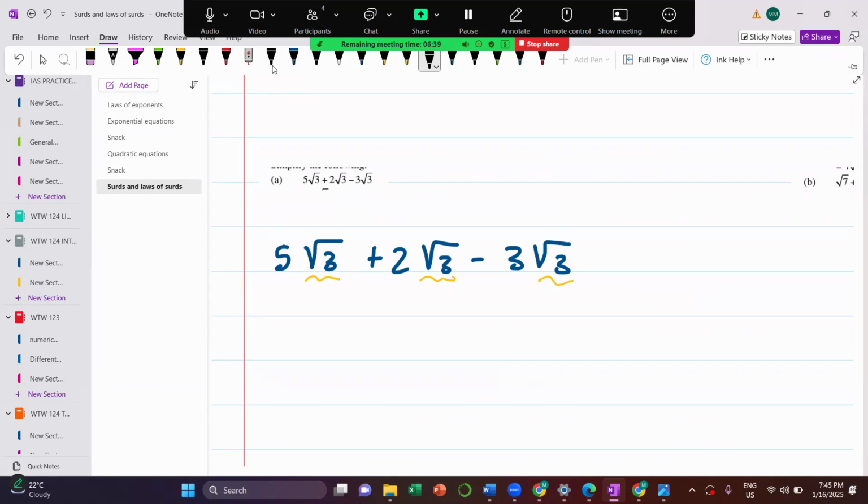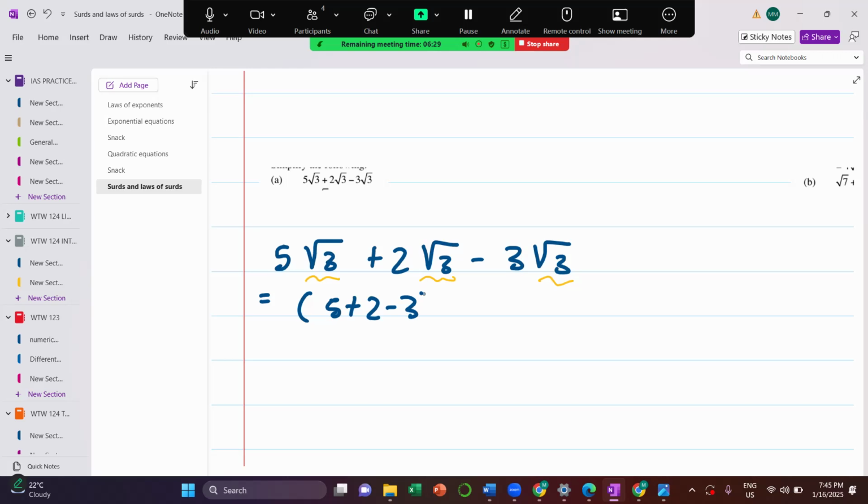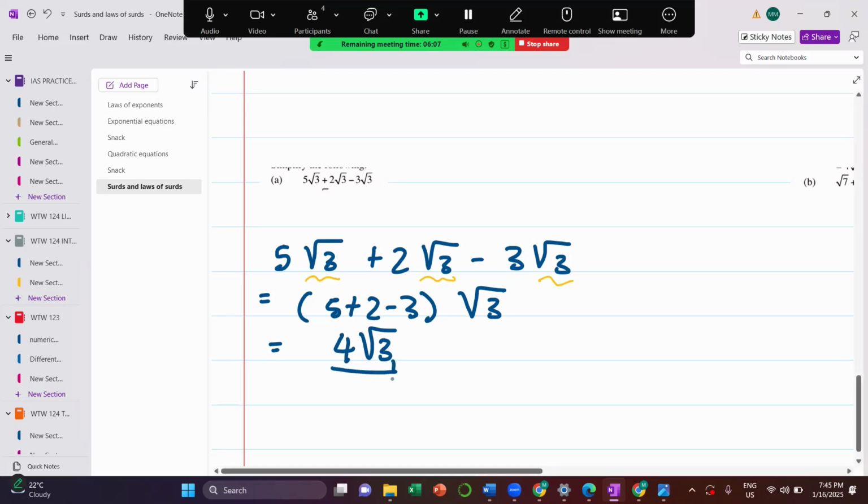I can just simply add and subtract whatever is in front. So I'm going to have 5 plus 2 minus 3, and then I keep the square root of 3. So what is this going to be equal to? 5 plus 2 minus 3 is going to be how much? Guys, 5 plus 2 minus 3. It's actually equal to 4. So I'm going to have 4 square root of 3. Are you guys okay?